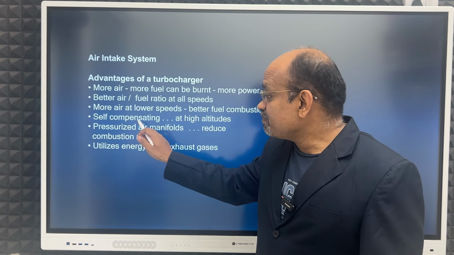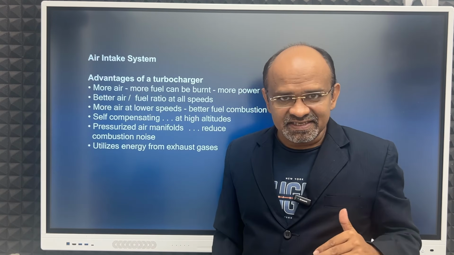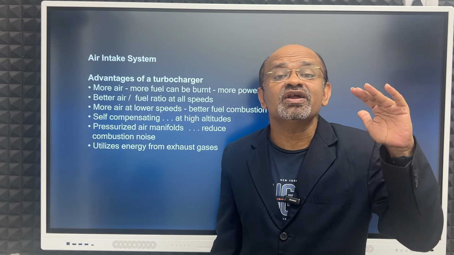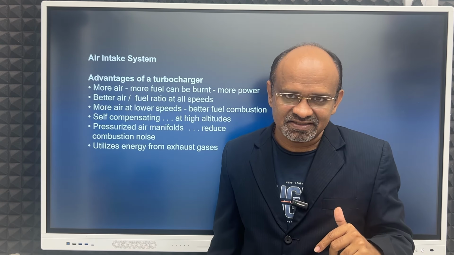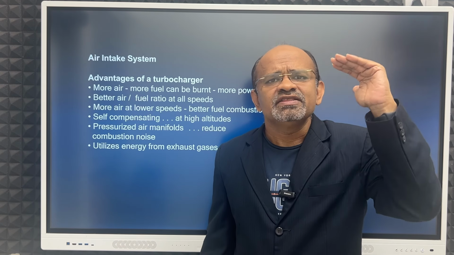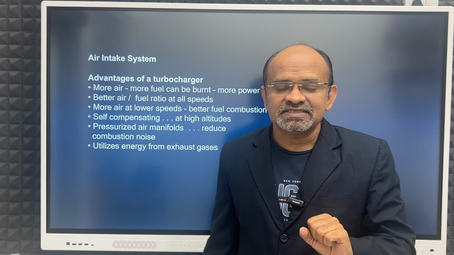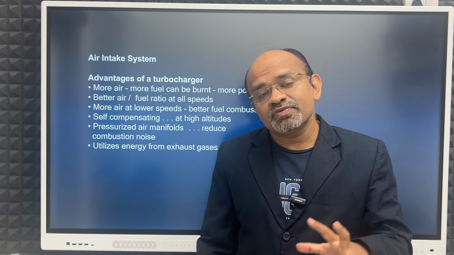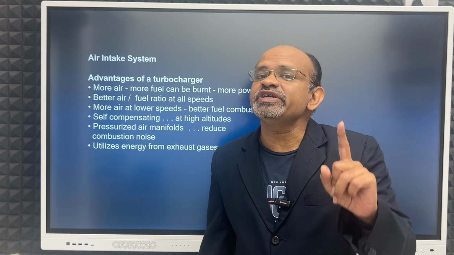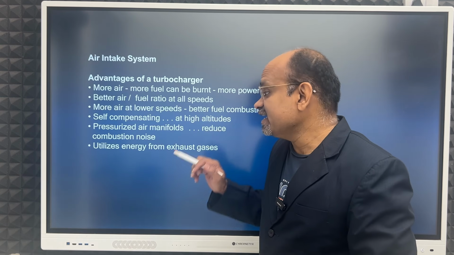Then self-compensating at high altitudes. At high altitude, we have cold air, or the amount of oxygen is less. If you go to high mountains like the Himalayas, it's a high altitude, and the amount of oxygen in that air is less. If the amount of oxygen is less in the air, we need to compress more air into the engine for complete combustion because we need oxygen. That is why it is compensating at high altitude.